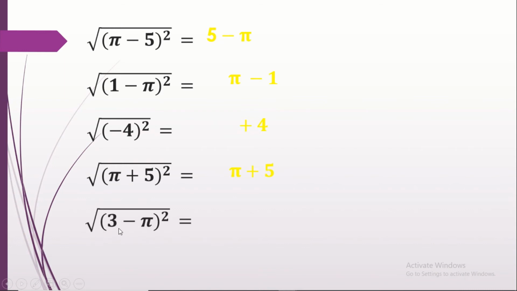Now radical 3 minus pi all square, we can write it here, square cancels radical, but 3 is less than 3.14. So we write greater minus smaller, so it's pi minus 3.